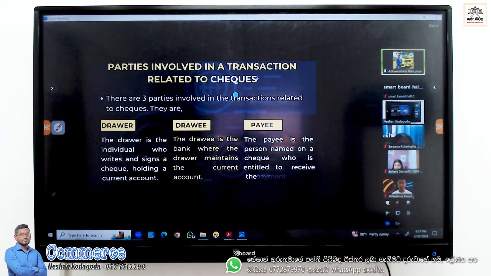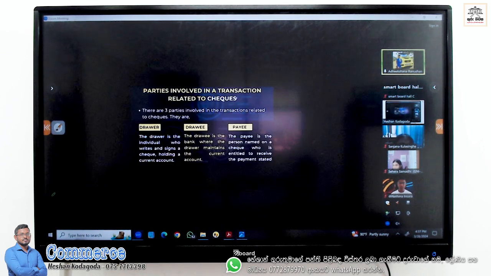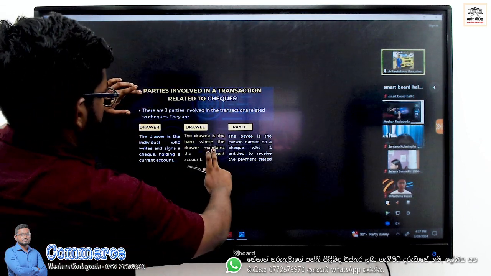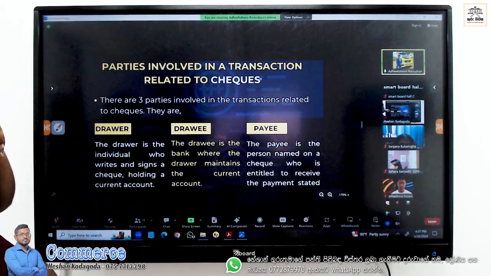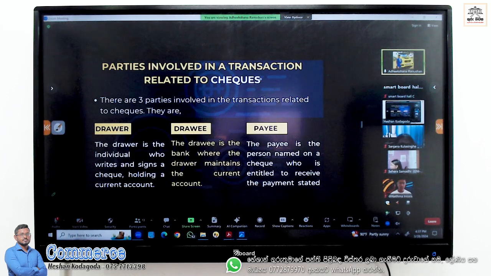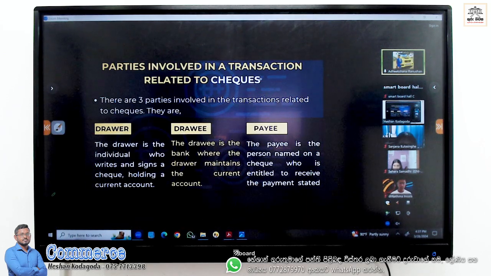Parties involved in transactions related to checks. There are three parties involved in a transaction related to checks. They are drawer, drawee, and payee. The drawer is the individual who writes and signs a check holding a current account. The drawee is the bank where the drawer maintains the current account, and the payee is the person named on the check who is entitled to receive the payment stated.